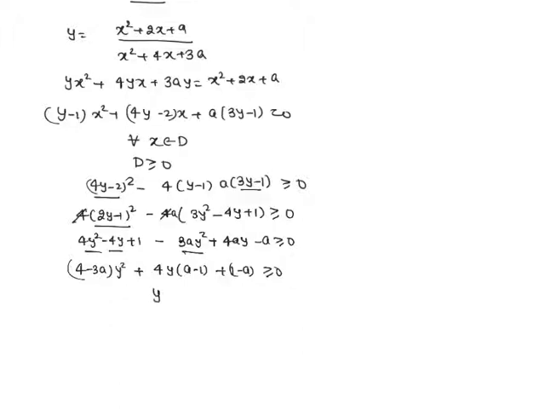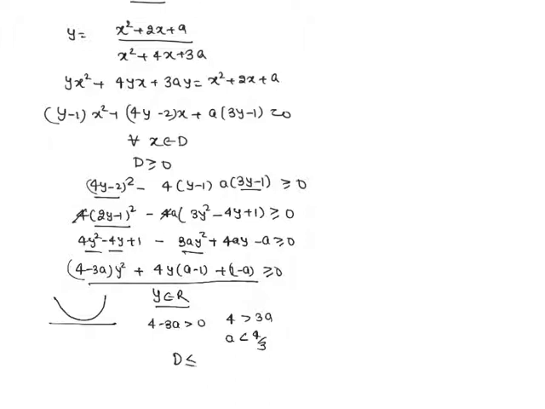From here, y should be what? y belongs to R. If y belongs to R, that means this should be always positive, so the curve should be always upward. That means the y square coefficient, 4 minus 3a, should be greater than 0. So 4 should be greater than 3a, so a should be less than 4 by 3. And the discriminant should be less than or equal to 0.